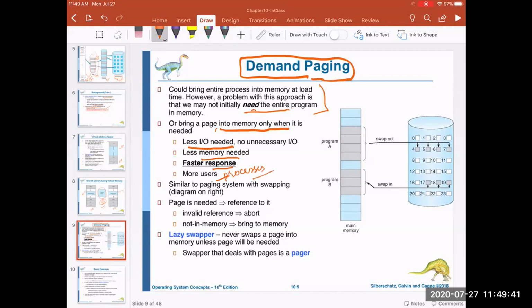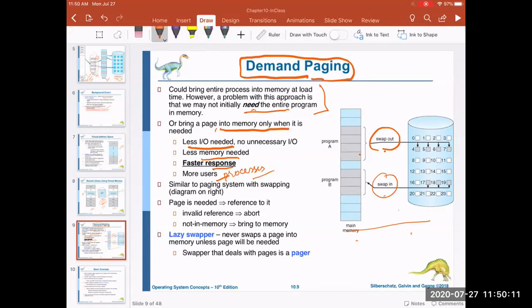How is this done? We discussed swap in and swap out. What is swap in? Swap in is bringing the page from the secondary storage into physical memory. Swap out is the process of putting the frame back to the secondary storage. Today we are going to discuss swapping with paging.